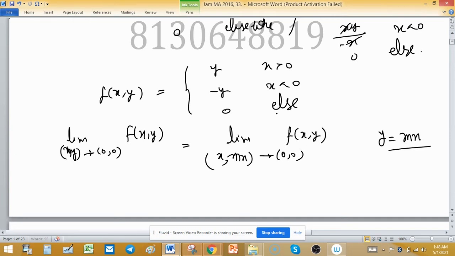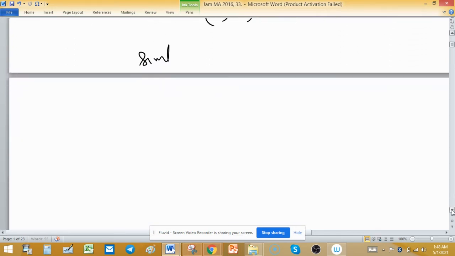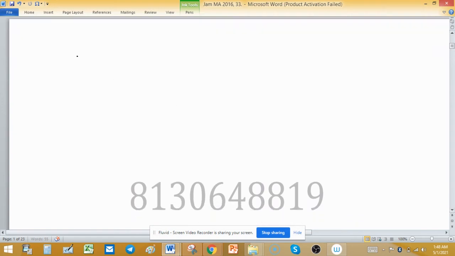If x is tending to 0, it doesn't mean x is greater than 0 or x is less than 0. So the limiting value is 0. Similarly, when we approach this point from the right hand side or left hand side, finally the limit we have is 0. Now, since the function is continuous at (0, 0), we have to check the partial derivatives of this.